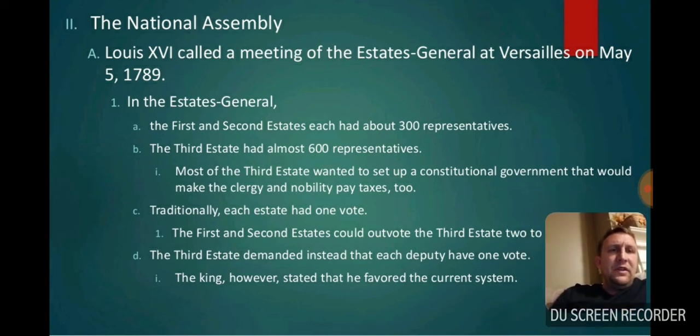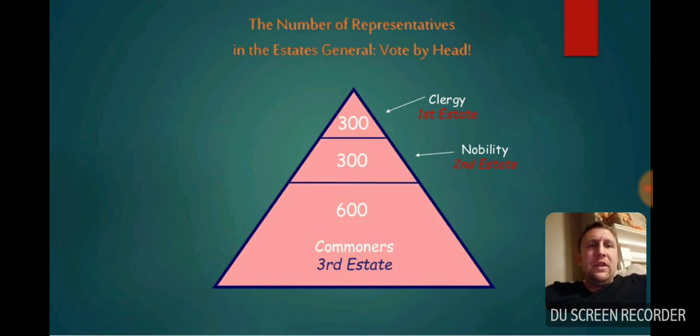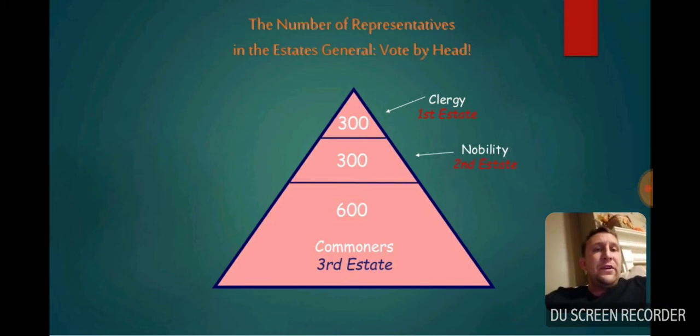You can see it's in a little better detail. Okay, so this is the same little type of triangle that we drew in class today. The first estate had 300 representatives, the second estate or the nobility had 300 representatives, and the third estate will have 600 representatives. Now, the problem is, this is fine because you can see that 0.5% of the population has 300, 1.5% of the population has 300, and then 98% has 600.